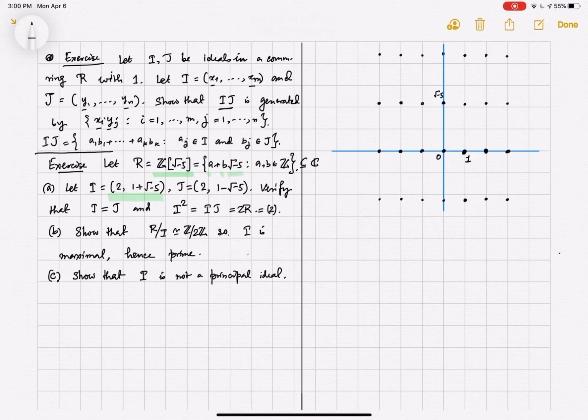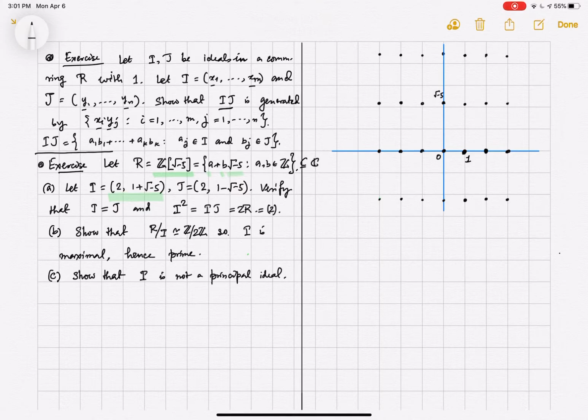IJ is the smallest ideal that contains all products of the form x times y, where x came from I and y came from J. More explicitly, we saw that it consists of all expressions of the form a1 b1 plus a2 b2 plus ... plus ak bk, where the a's are from I and the b's are from J. And once you know that, this one is immediate. Let's move on to the real exercise here.